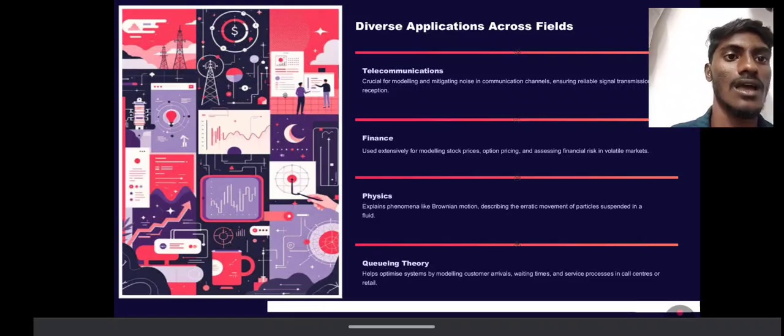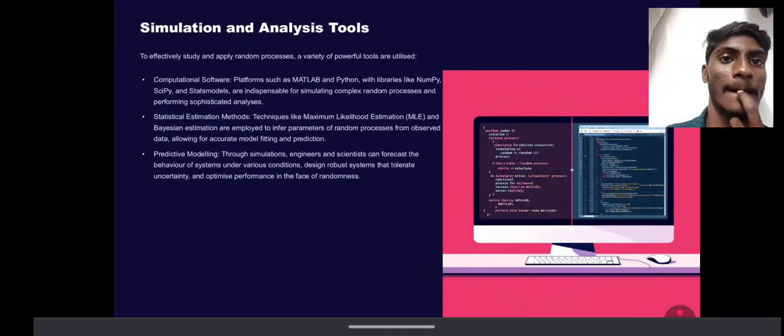Physics can explain phenomena like Brownian motion, describing the erratic motion of particles suspended in a fluid, and queuing theory. Queuing theory helps optimize systems by modeling customer arrivals, waiting times, and service processes in call centers or retail. Simulation and analysis tools help effectively study and apply random processes.